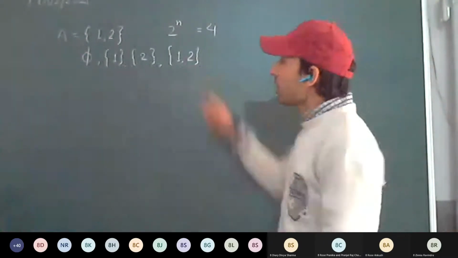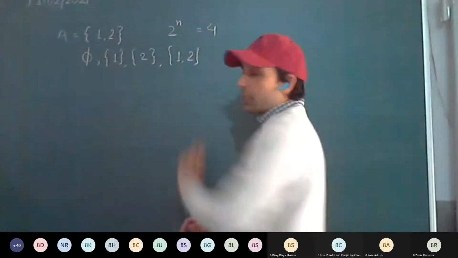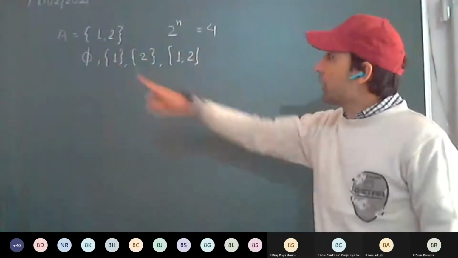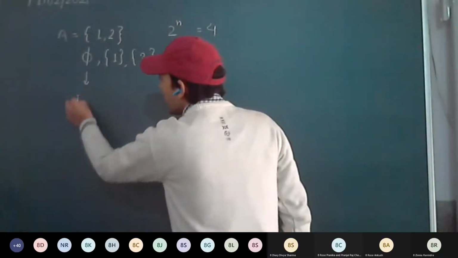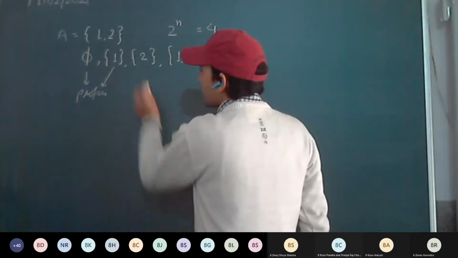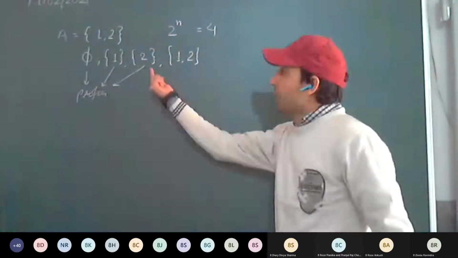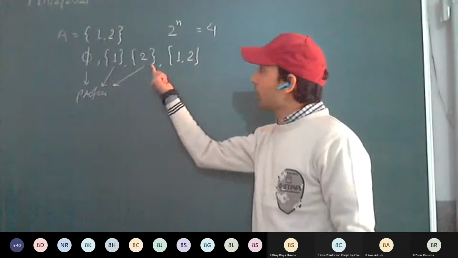So these are the subsets. This is a subset, this is a subset, this is a subset, this is a subset. Now, which of them are proper subsets? This is a proper subset. This is also a proper subset. This is also a proper subset. But this is not a proper subset. So how many are proper subsets?